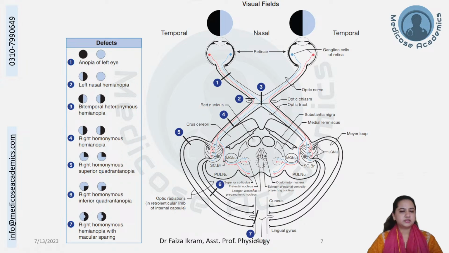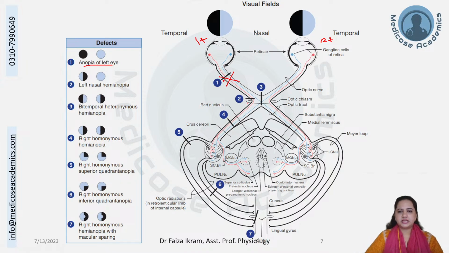Now that you know the physiology of the visual tract, how the fibers go from the retina to the visual cortex, if you are asked about the lesion at any level, you must be able to guess what the effect will be. So let's start guessing. If the lesion occurs at this level, this is the left eye and this is the right eye. Left optic nerve is completely damaged. What will happen? There will be complete blindness of the left eye. As you can see over here, anopia of the left eye.